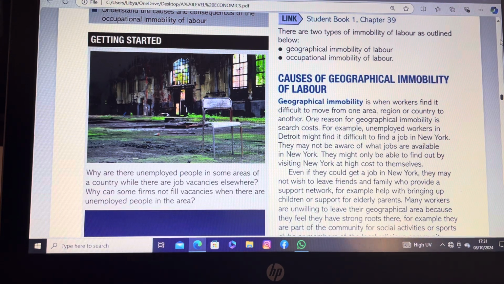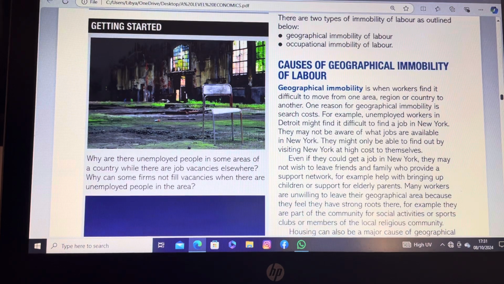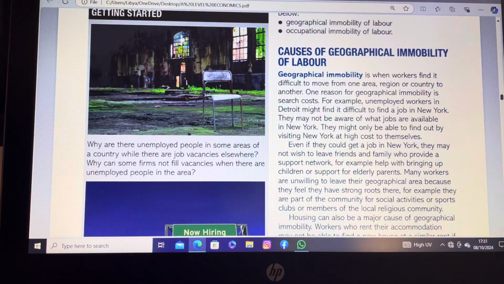Now, what can cause geographical immobility of labor? The first cause of geographical immobility of labor is inadequate information about the availability of jobs in different regions. For example, if someone is in New York, it will be difficult for that person to know that there are jobs in New Jersey or there are jobs in California. So the information is limited. Even if they could get jobs in New York, they might not wish to leave friends and family. So that is another point.